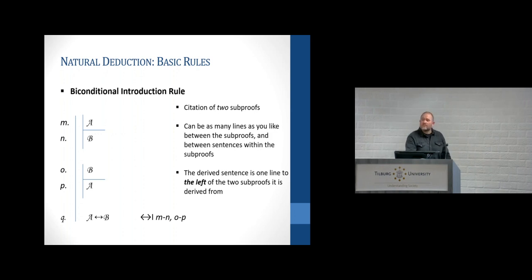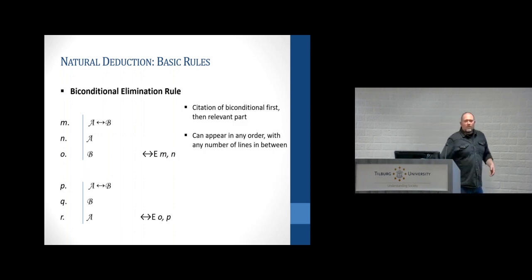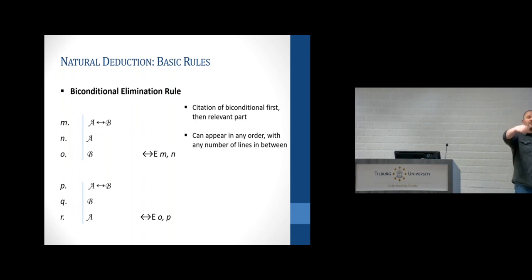And biconditional elimination works just like conditional elimination. So for biconditional elimination, what you need is a biconditional and one of the sides. And then you derive the other one. So if you have A biconditional B, and you have A, you can get B. Or the other way around. And just like with conditional elimination, it doesn't matter the order that they appear in. It doesn't matter if one of them is an assumption and one of them is a derived sentence. It's fine. All you need is these.